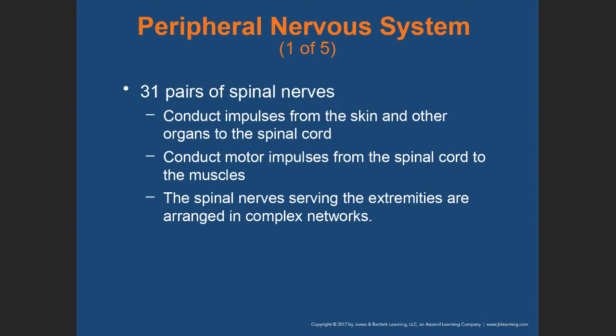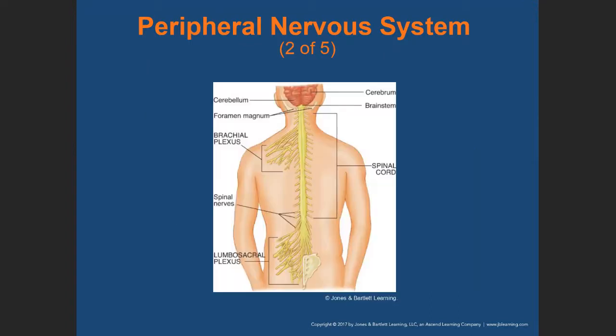You have 31 pairs of spinal nerves which conduct impulses from the skin and other organs to the spinal cord. They conduct motor impulses from the spinal cord to the muscles. The spinal nerves serving the extremities are arranged in complex networks. There is a portion that controls movement in the upper extremities and a portion that controls movement in the lower extremities. So you have the brachial plexus and you have the lumbar sacral plexus.